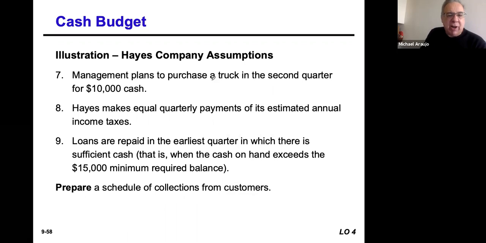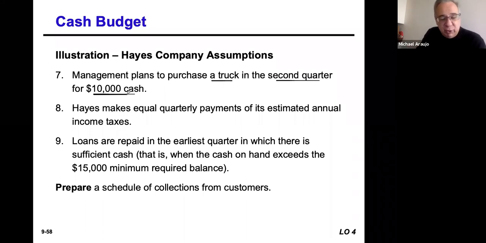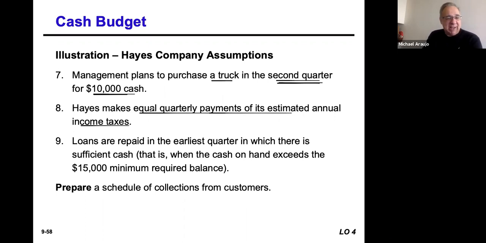They're planning to buy a truck in the second quarter, okay, for $10,000 cash. I don't know, it's a relatively small truck apparently, or it's quite used. Not a lot of trucks for 10 grand out there, but anyway, that's their purchase, and it's going to happen in the second quarter. So they're going to need cash for this purchase. That's why they told you this. They make equal tax payments for income taxes. So whatever they owe in income taxes, they pay equally every quarter.